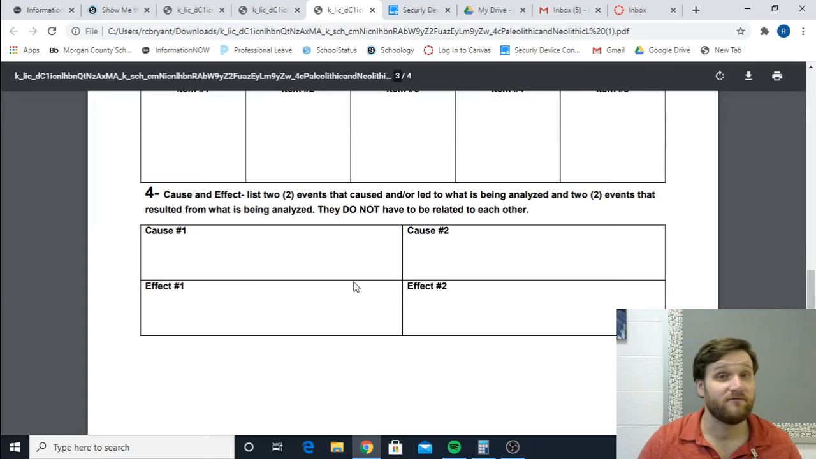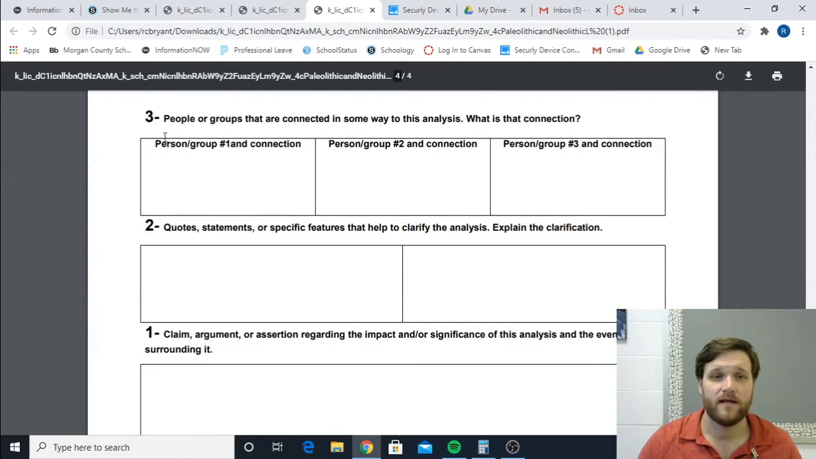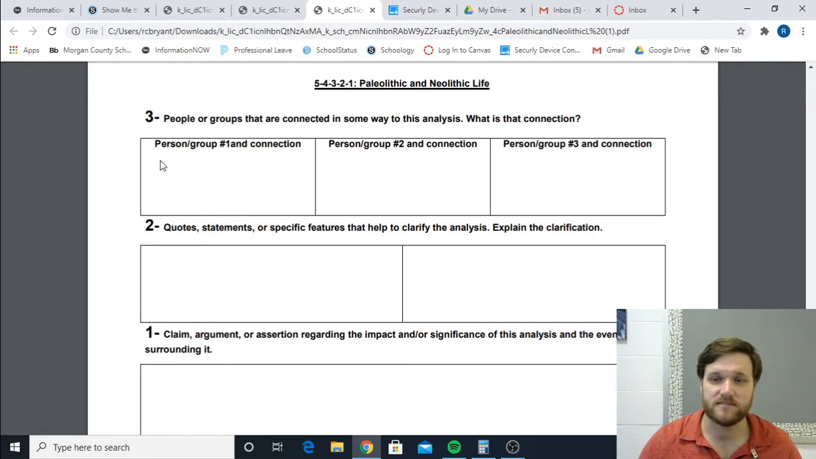Cause and effect, y'all haven't had an issue with. This is what happened and then what happened as a result. Right here, this is only people or groups. So you're going to put one person and then another person, and then tell me what the connection between those two people are. Pull people from the text, or groups of people. They don't have to have an exact name as long as it is a specific group of people. And then put how they are connected.